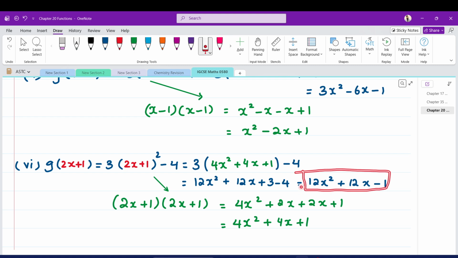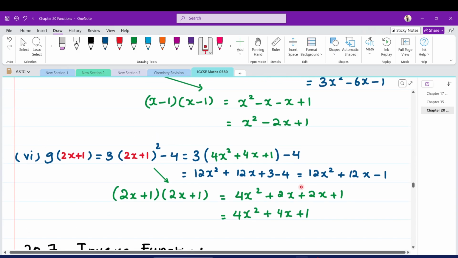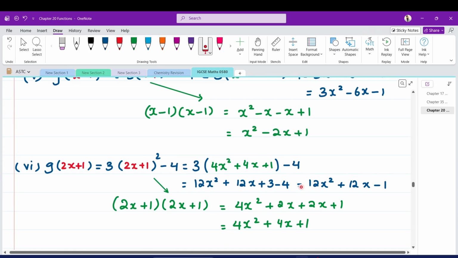Make sure that when you're working this, you show every single step throughout your working. So that is the end of this lecture.